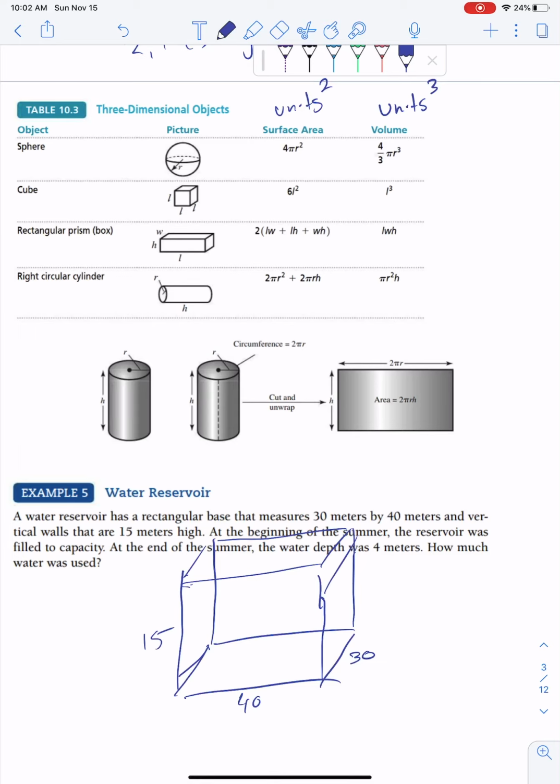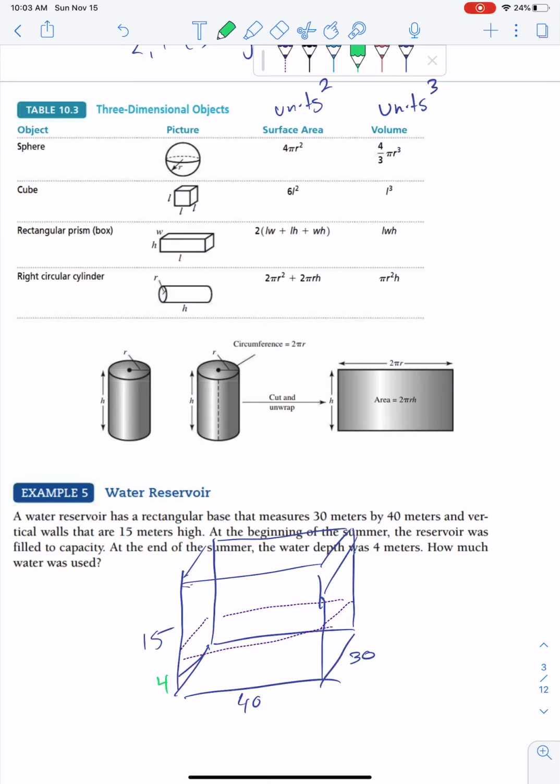At the beginning of the summer, the reservoir was filled up. At the end of the summer, the water depth is 4 meters. So at the end of the summer, I'm not all the way full. I'm only up 4 meters. So instead of a height of 15, I'm only 4 meters filled. How much water was used?